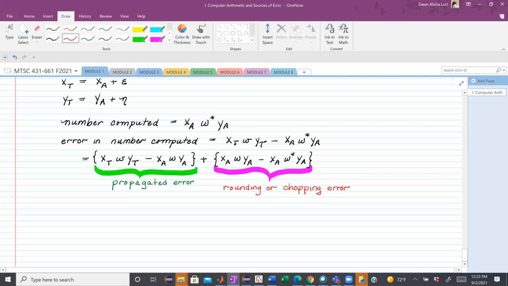All right, so why is it rounding or chopping error? Because if I were to compute the multiplication of the approximate value, and then subtract off how the computer is computing that. If the computer is chopping, it's going to create a different value for XA and YA when they're multiplied, or if it's rounding. So that's the rounding or chopping error.